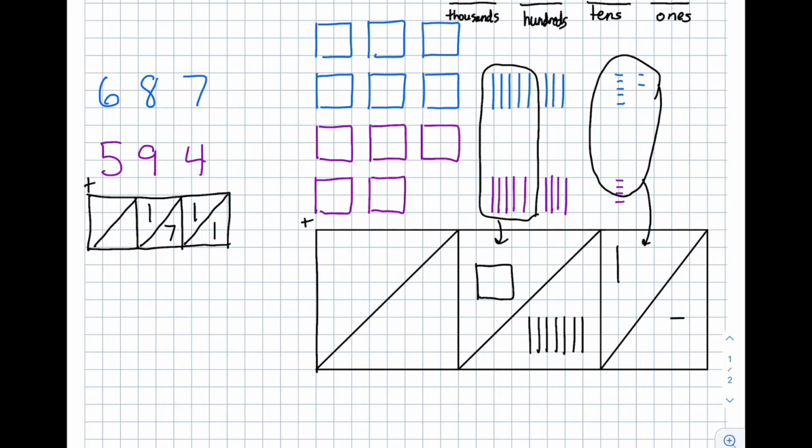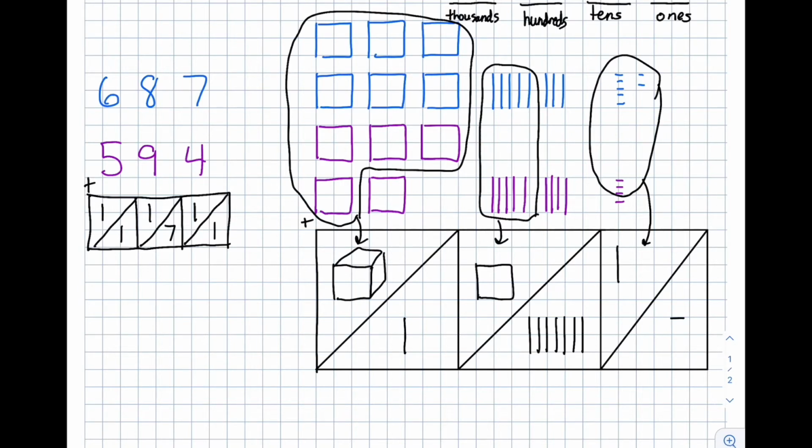And in the hundreds place, when we add 6 and 5, we get 11, and we can combine 10 of the manipulatives together to form a cube, which is 1,000. And we have 1 flat left over. When we've built it with manipulatives, we can see that our like-valued parts align diagonally. Here we have the ones, the tens, the hundreds, and the thousands. So when we add, we're going to add along the diagonal.